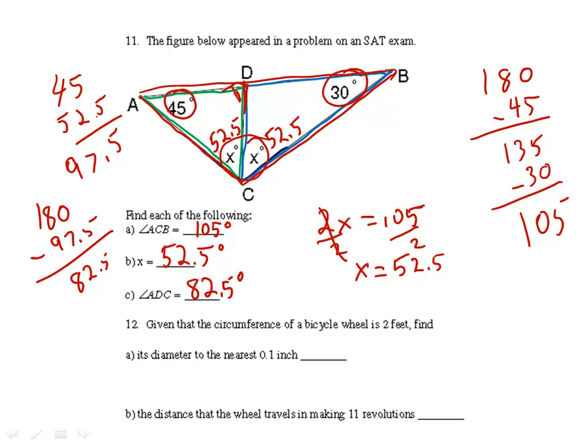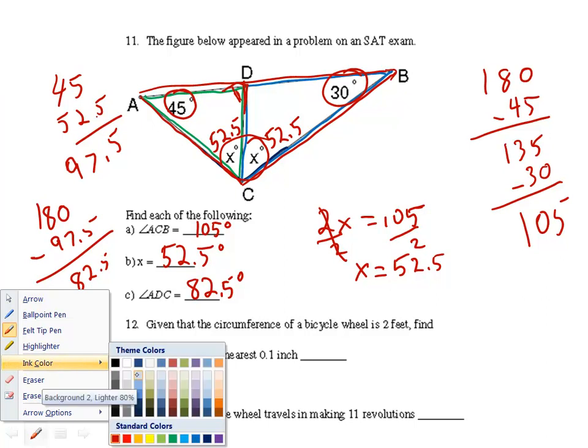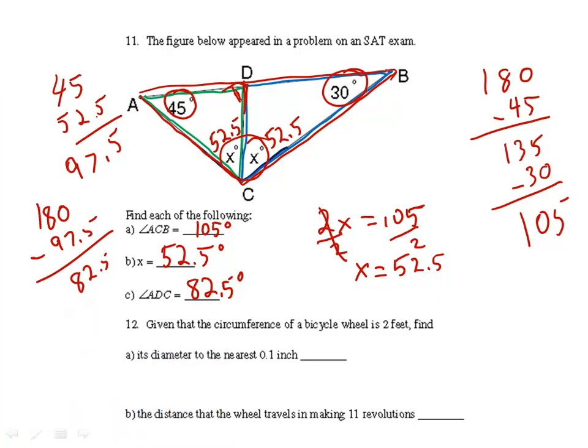That's it for number 11. Number 12, given the circumference of a bicycle wheel is 2 feet, find its diameter to the nearest tenth of an inch. Alright, what's the key piece of this one? First key piece is you have to see that they gave you units in feet, and they want the answer in inches. So that requires a bit of a conversion here. 2 feet equals 24 inches, right?